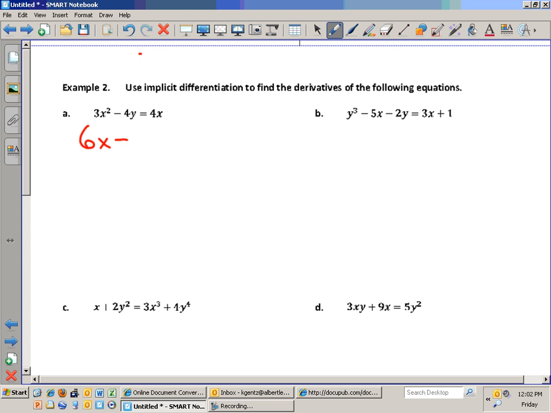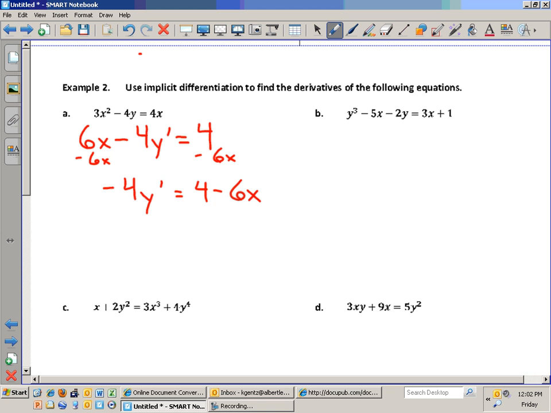6x minus, what's the derivative of 4y? 4, and every time you take the derivative of something with y, you have to attach a y prime equals, what's the derivative of 4x? 4. Now it's algebra. Gather all the terms that just have a y prime on one side, divide and solve. So if I subtract my 6x, I get negative 4y prime equals 4 minus 6x.